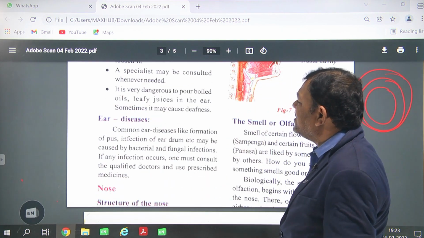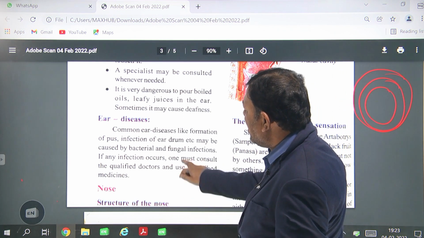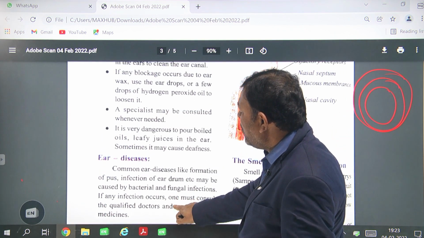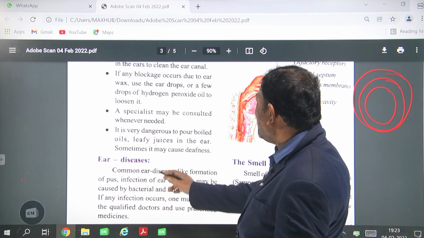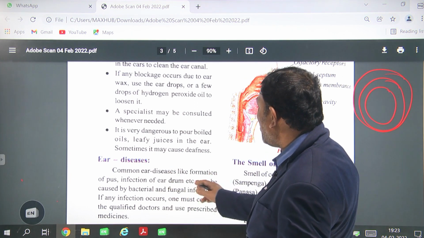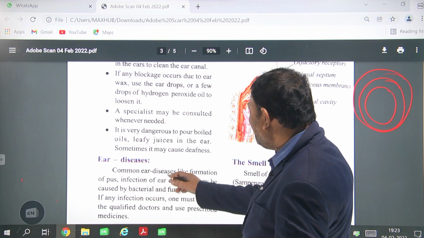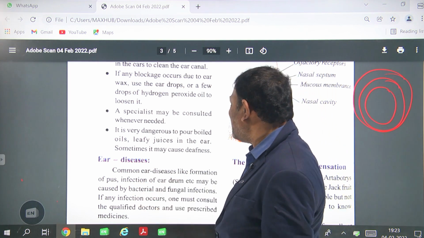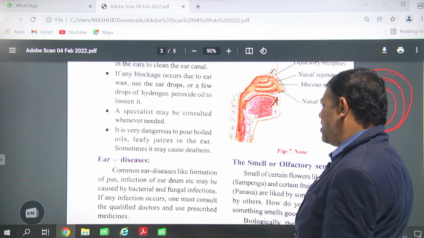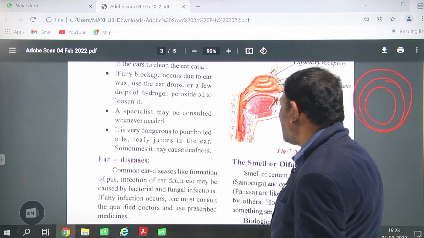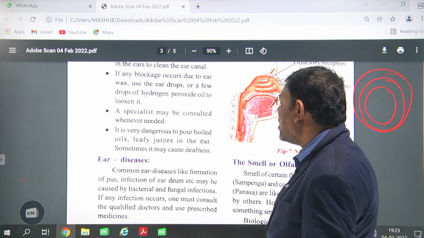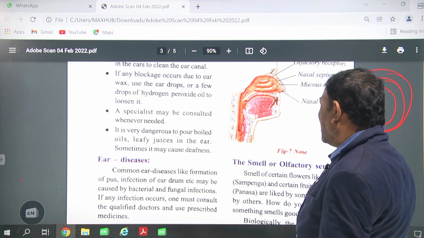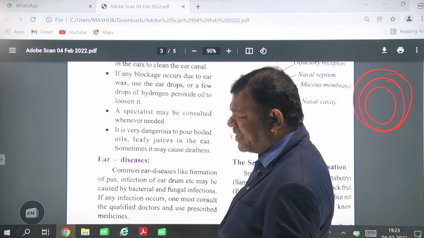Next, what are the diseases of the ear? Generally, common ear diseases like formation of pus and infections of the eardrum may be caused by bacterial and fungal infections. If any infection occurs, one must consult a qualified doctor and use the prescribed medicine.